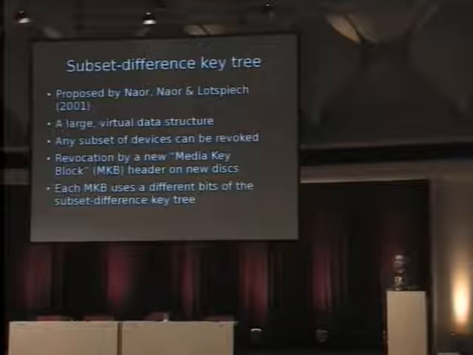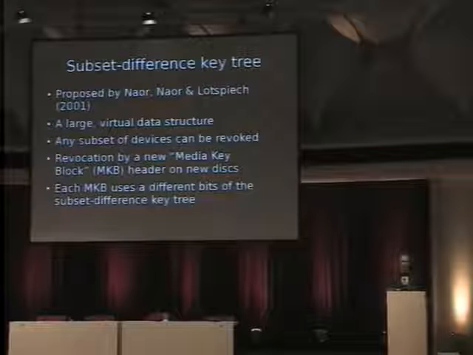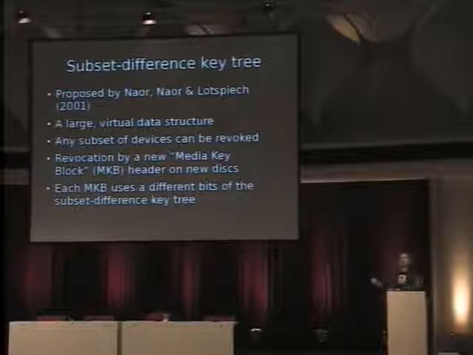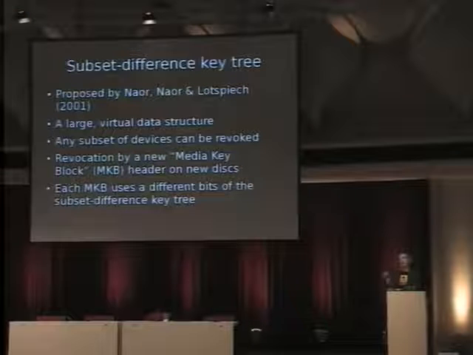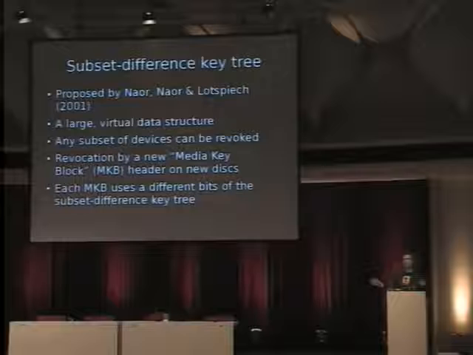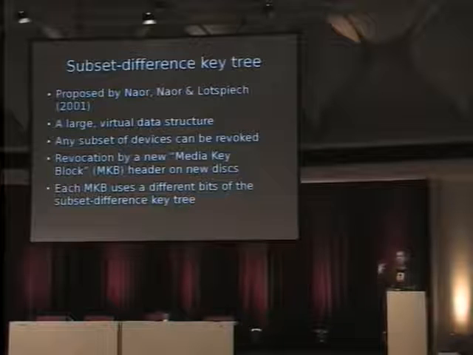Lotspeich, of course, is, as I said, the guy who's sort of in charge of building this DRM system. And it's a large virtual data structure. It's this huge tree of keys, most of which are not actually physically present on any machines. But there are ways to calculate the keys at times when they're going to be used. So some of the keys are actually around, and most of them are virtual. It allows any arbitrary subset of devices to be revoked. You know, I could revoke half the people in this room and still have a DVD that the other half of the people could play.